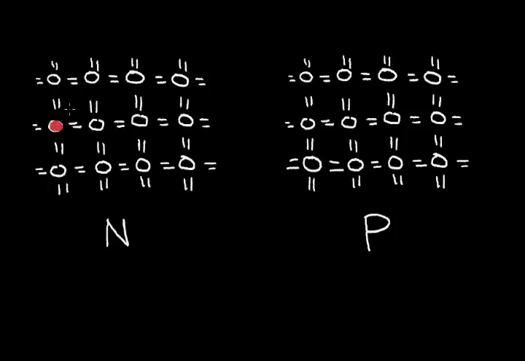And a phosphorus atom, instead of having 4 electrons in the outer shell like silicon, has an extra electron. It has 5 electrons. So I have an extra electron associated with this phosphorus atom. If I replace this silicon atom with a phosphorus atom, I end up with an extra electron I'll draw over here.